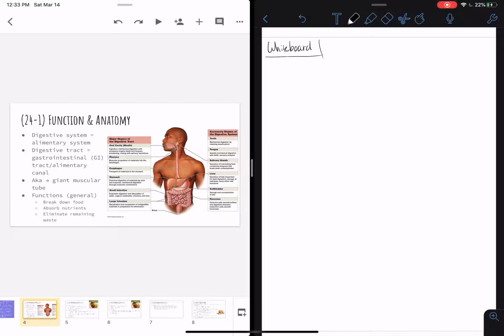So the digestive system is also called the alimentary system. You might also hear it called the gastrointestinal tract or GI tract. You might hear of GI docs. These are docs that are specializing in the GI tract. We can think of the digestive tract as a giant muscular tube. So from beginning to end, a big, long tube made of almost entirely smooth muscle.